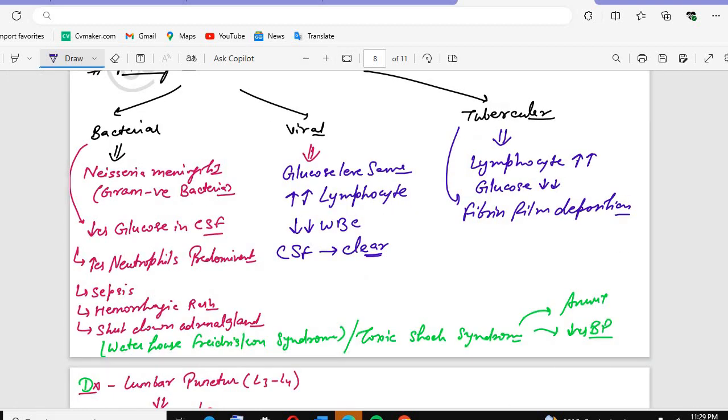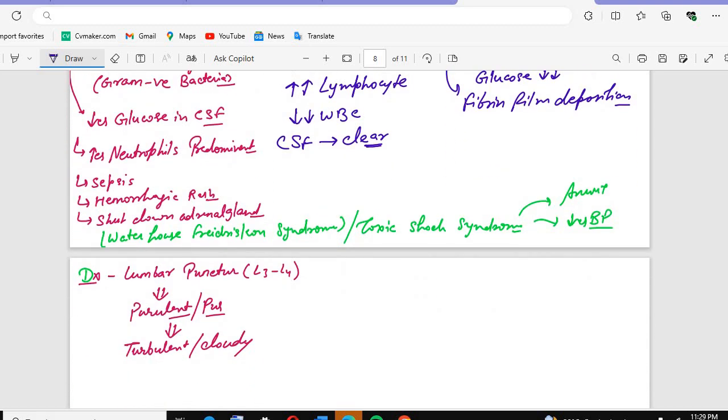Okay, I'm repeating it again. In bacterial meningitis, you will see a decrease in the glucose level, because the bacteria love glucose. It is caused by Neisseria meningitidis, a gram negative bacterium. Neutrophils are predominant, with sepsis, hemorrhagic rashes, shutdown of the adrenal glands, and Waterhouse-Friderichsen syndrome. The CSF will look cloudy or turbid.